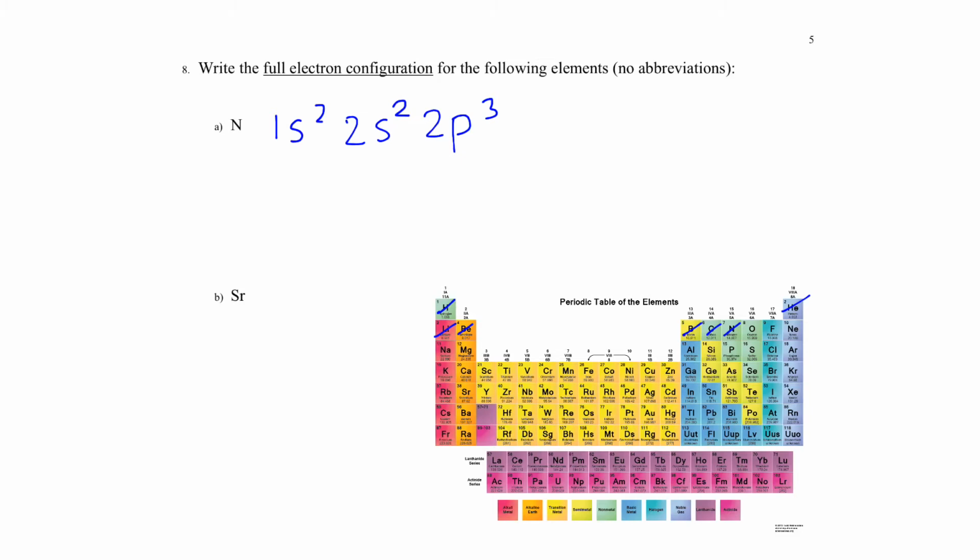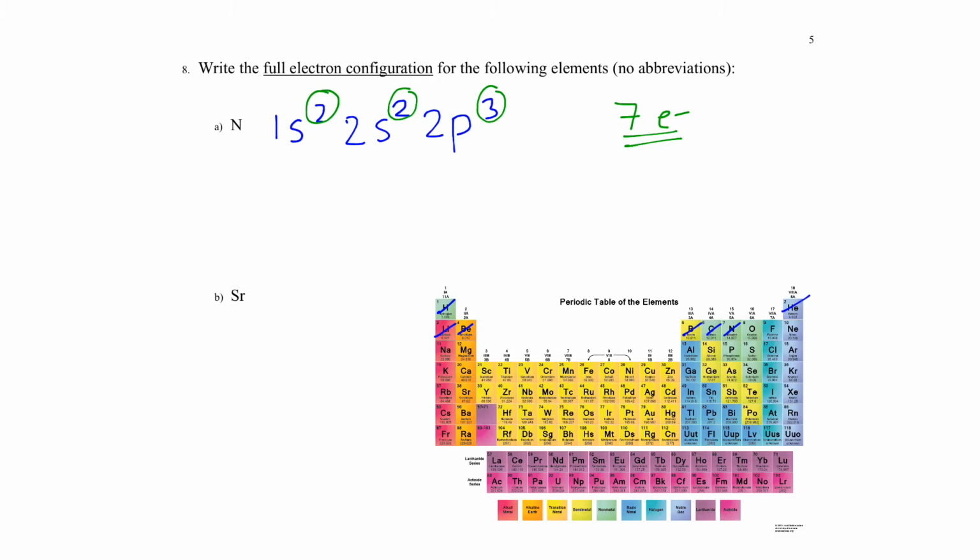Okay, now how do you check your work here? We said, if you remember back in this unit, if you add all the exponents together, they should always equal the atomic number of the particular element. So nitrogen is the 7th element, so having 7 electrons makes perfect sense, because if it's neutral, we should have the same number of protons and electrons.